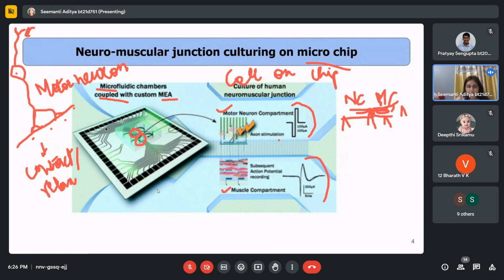We can replicate it using the two chamber system, growing the different kinds of cells. So once we have cultured the cells, and once the neuromuscular junction is formed, then we can continue with our experiments, like stimulating the drugs, stimulating the neurons and then checking the muscle activity, or inhibiting the muscle activity and checking whether the neurons are working, checking the drugs.